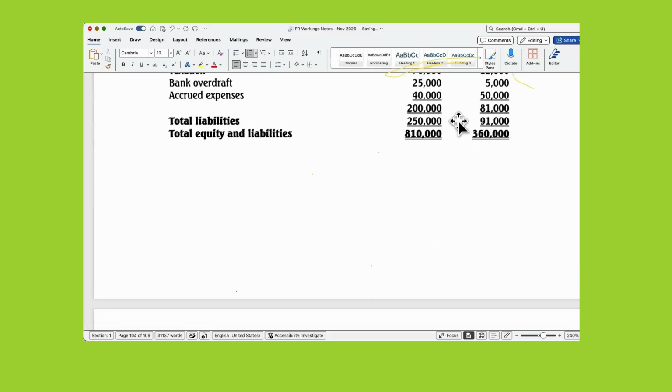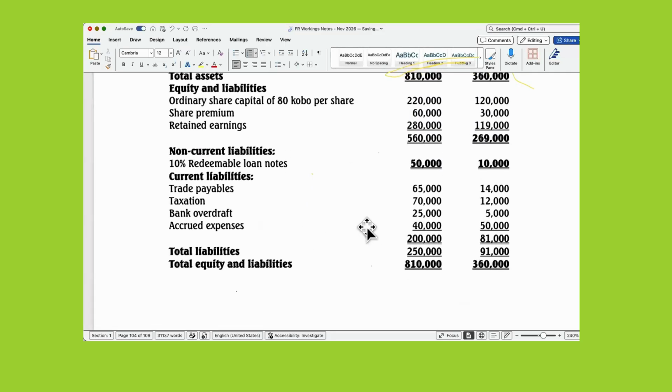Then there is bank overdraft. I'm going to treat bank overdraft as cash in itself. Okay, so this 25 is cash. I won't really do any movement.